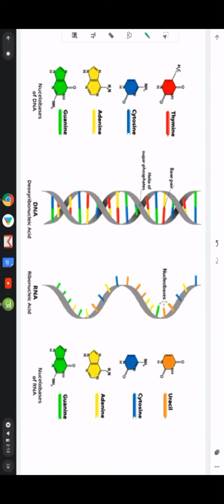Furthermore, DNA is a 2-string structure, whereas RNA is only 1 single string. So DNA forms a double helix, where RNA, just like I said, is a single strand. In this picture, you can also see that the DNA has thymine, whereas the RNA has uracil. This is an important difference because if you're looking at a single strand in either of these, you will be able to see if it's DNA or RNA on the base pair.